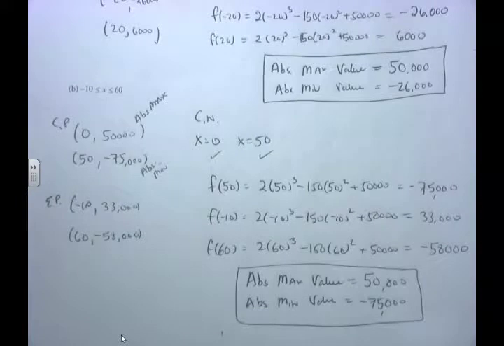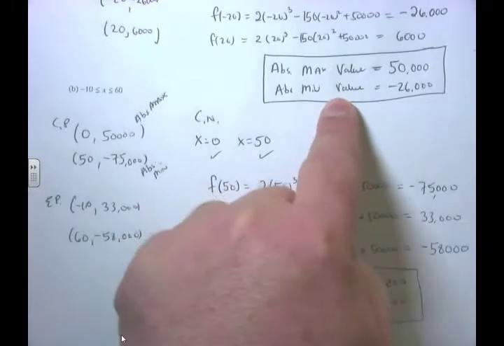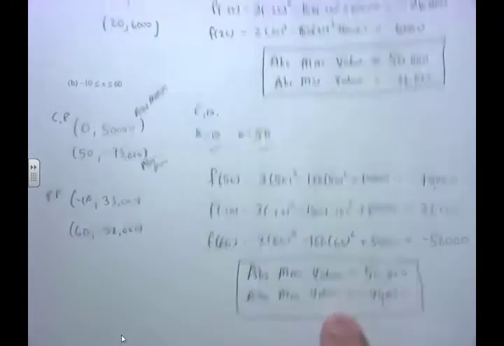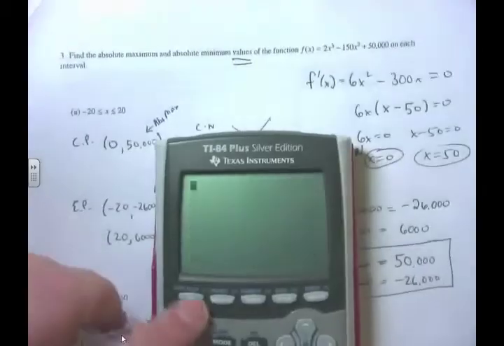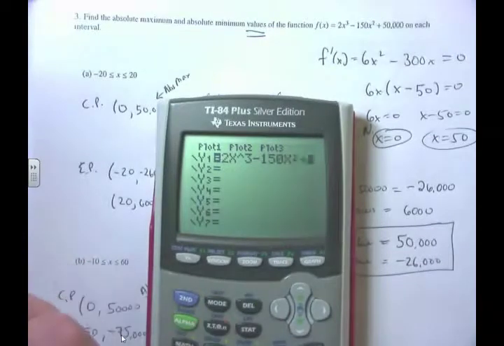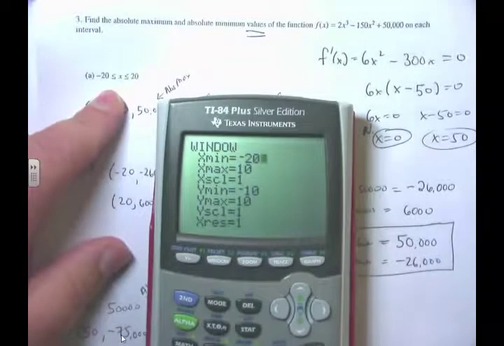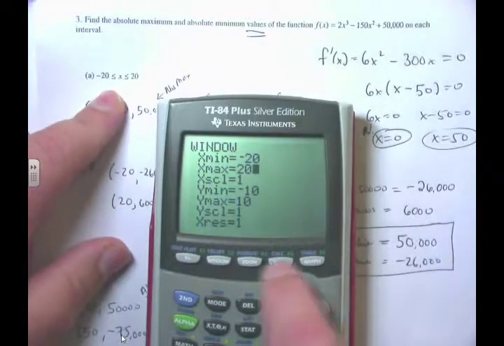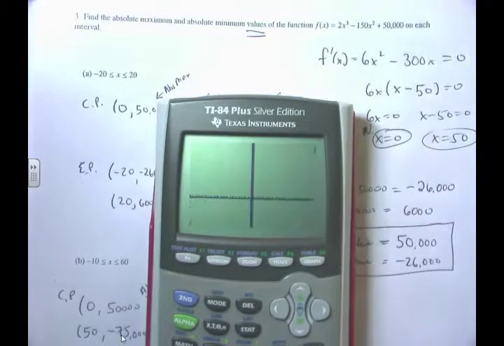Now, here's the deal. A lot of folks lost a ton of points on this stuff because they just boxed that answer and boxed that answer. Because you know what they did? They just went up here and graphed the old equation, 2x cubed minus 150x squared plus 50,000. And they just set the window between negative 20 and 20, and they did zoom 0 on the calculator, and they looked at the graph, and they decided, all right, well, there's the maximum because that's the tallest point around. Right there is your minimum, and they found the values of those points.